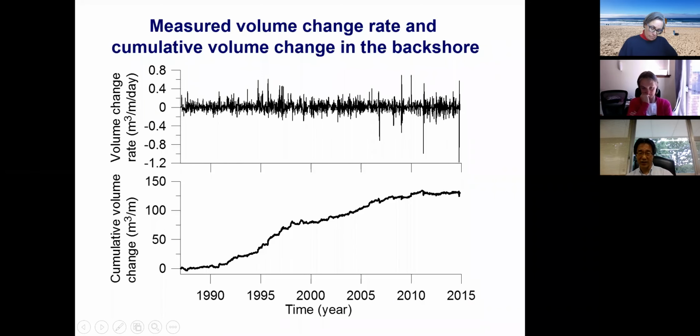And again, this is the target of our study. The upper panel shows the weekly average volume change rate, and the lower panel shows the cumulative volume change from the initial profile. The volume of the backshore increased almost monotonously with time, but the increase rate seems to slow down toward the end of the investigation period.